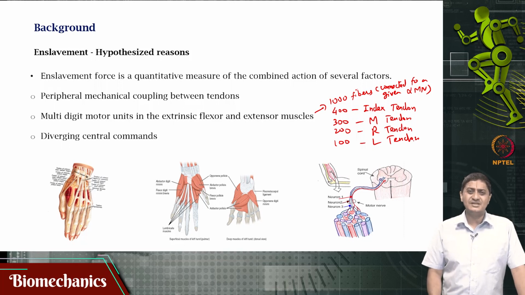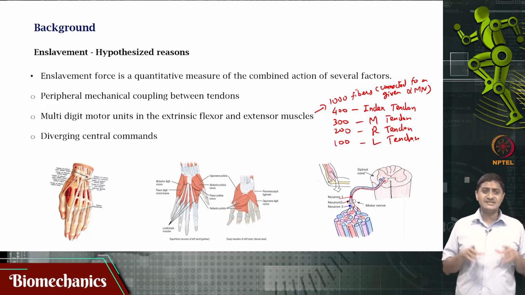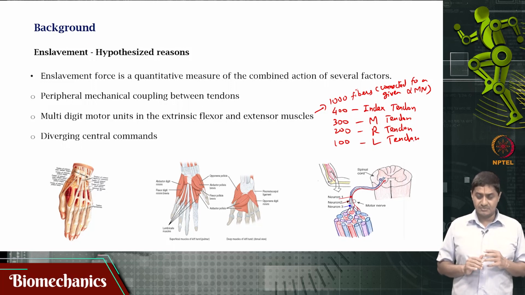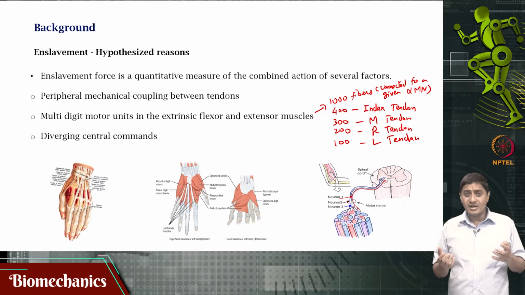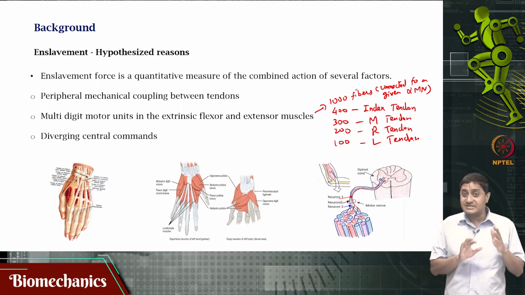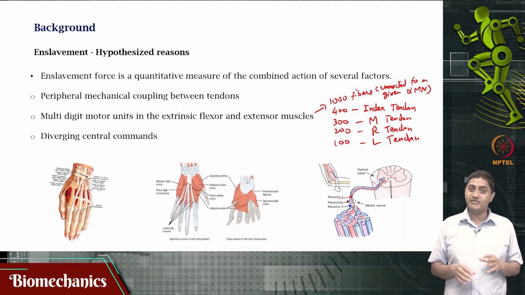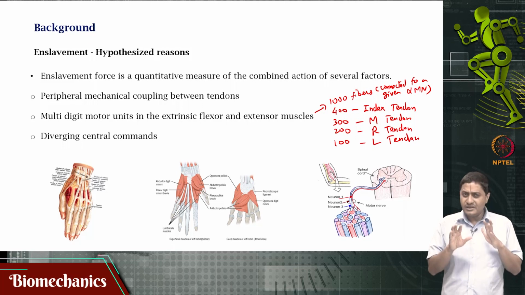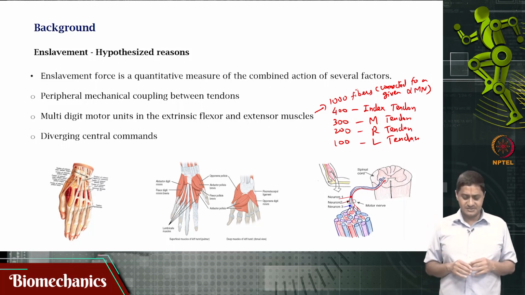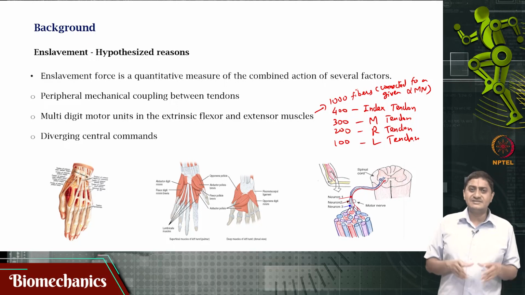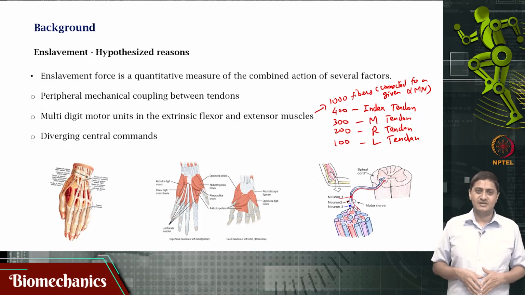The real situation is actually a bit more complicated. There are many motor units and there is quite a bit of distribution. The point is that there are these multi-digit motor units in the extrinsic flexor and extensor muscles that may or may not originate from different compartments. There is also a muscle compartment complication that we are not discussing as part of this discussion. There is quite a bit of complexity involved in this. The point is that this may be one of the sources of enslavement.